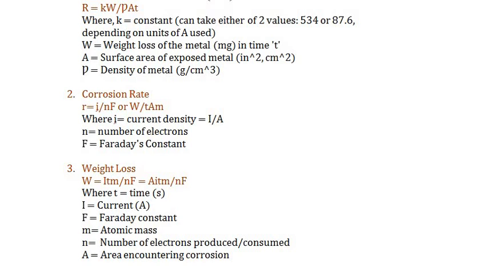So here your time is in seconds, your current is in amperes, your F is your Faraday's constant, 96,500. Your M is your atomic mass. Your N is your number of electrons either produced or consumed, depending on whether the metal is producing electrons or receiving them. And then A is the area encountering corrosion. As earlier explained, we are not going to calculate the total surface area all the time, except if all the areas are actually exposed to the environment that is causing the corrosion.